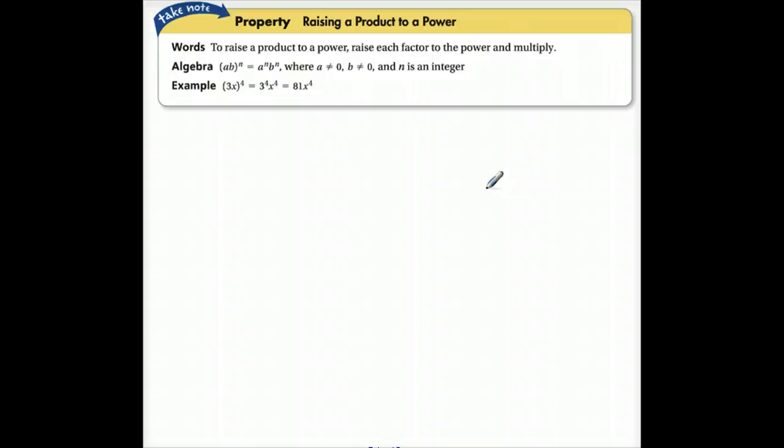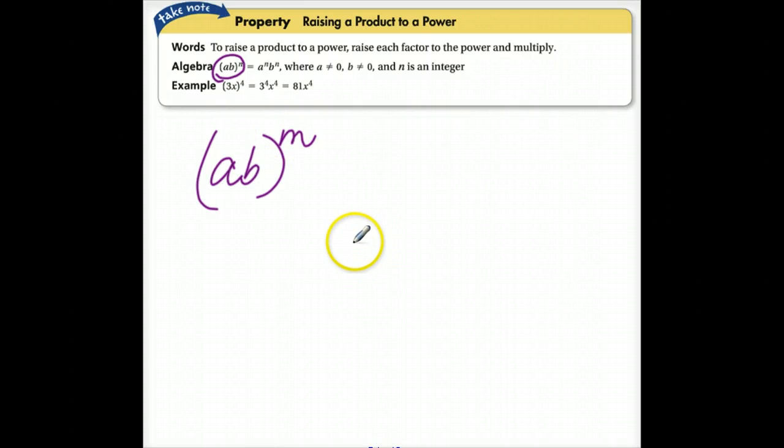All right. Second property in this lesson is raising a product to a power. Product meaning in the parentheses are two things being multiplied by each other. So in this case, we have a being multiplied by b, and it's raised to the exponent m. Well, what's important to remember is that m is applied to both parts or both factors of that product. A is raised to the m power, and so is b. So that's how you can think about it.